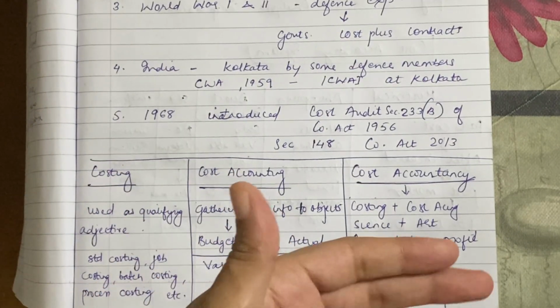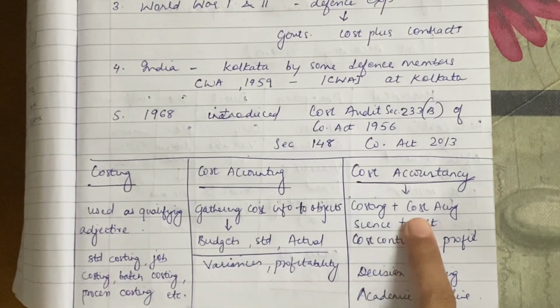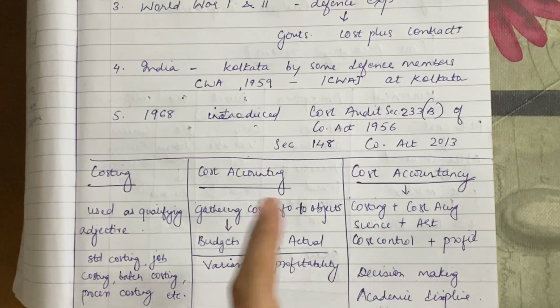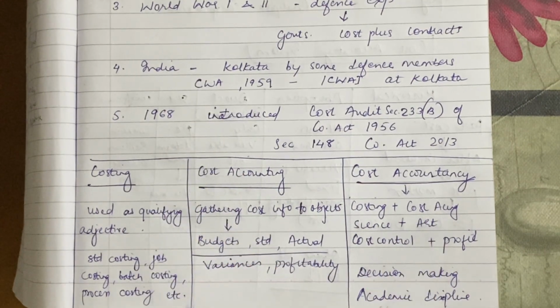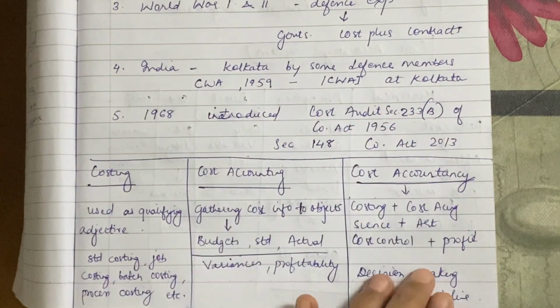Now what is cost accountancy? Our subjects were known as accountancy in 11th, right? So it is an academic discipline, a subject. Both costing and cost accounting techniques are used in cost accountancy. It is also a science and an art, where we can control the cost, analyze, and increase the profit. So this is cost accountancy, and it helps in decision making.